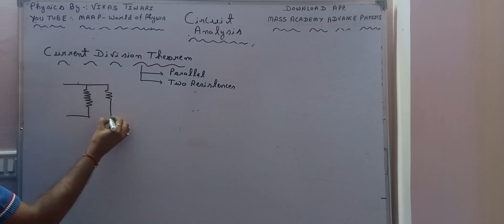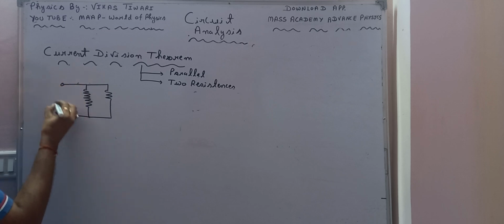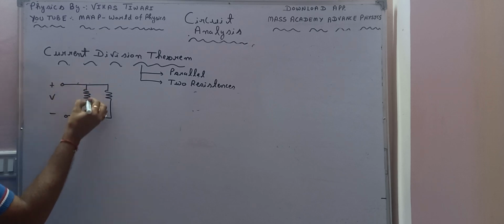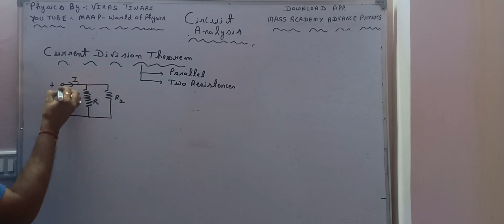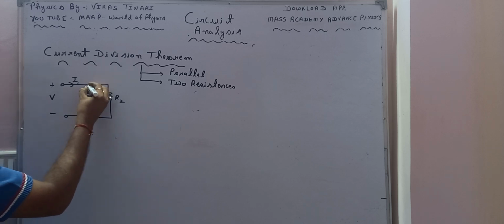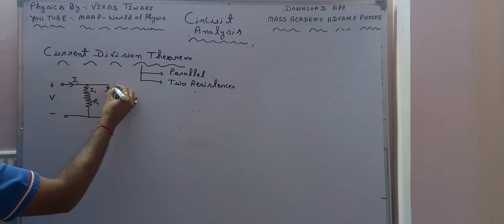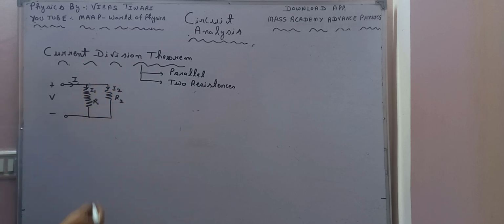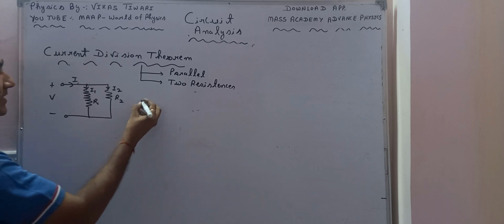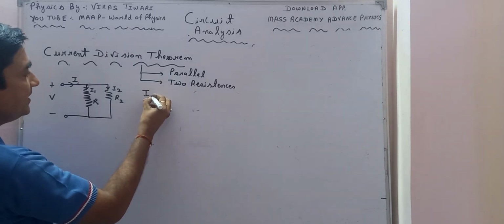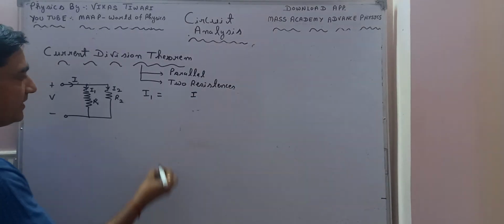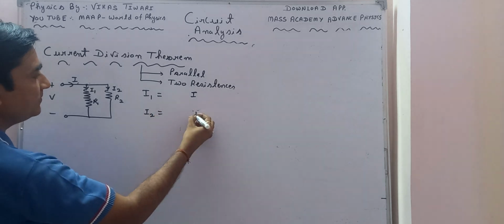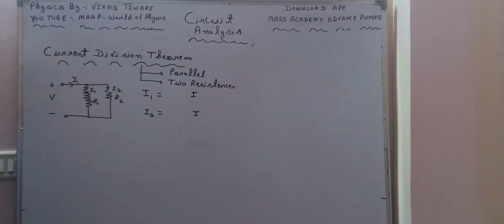So what does this theorem say? Suppose a total voltage of V is applied across two resistances whose values are R1 and R2, and a current I flows through this source V. This current will come here and find a junction, so the current will divide into I1 and I2. The current division theorem says that the value of I1 is given in terms of the total current I, and similarly the value of I2 in terms of total current I.